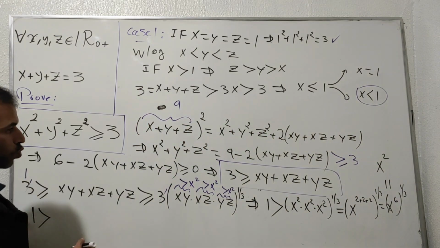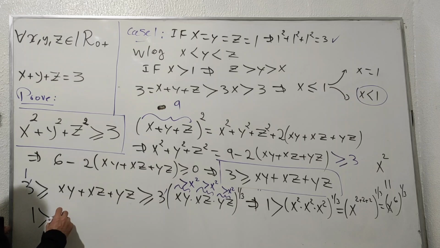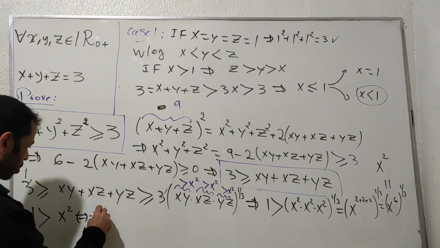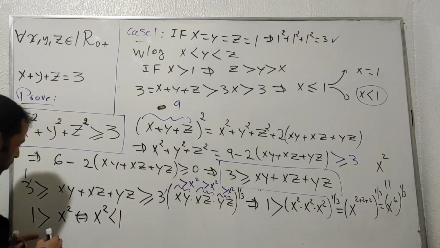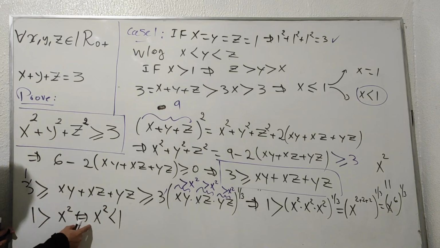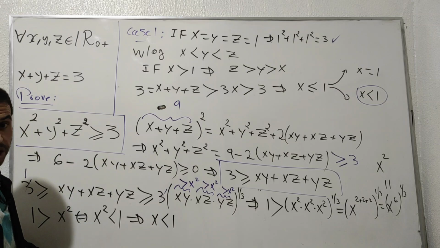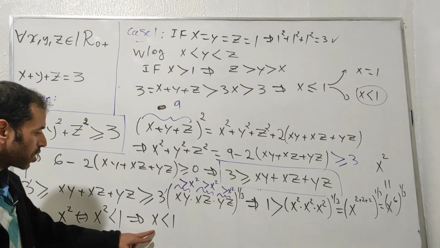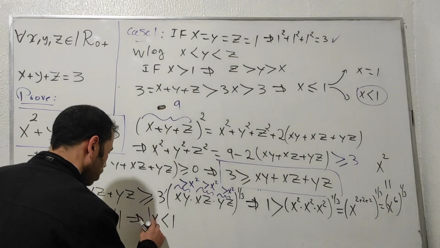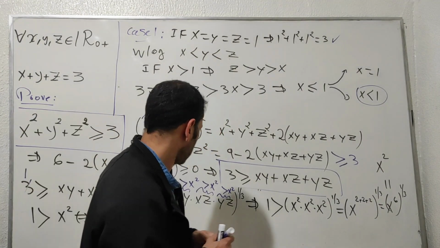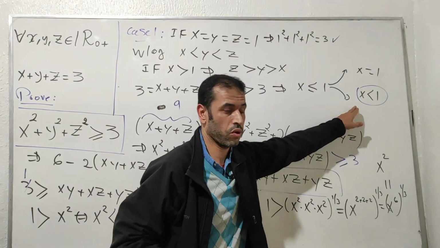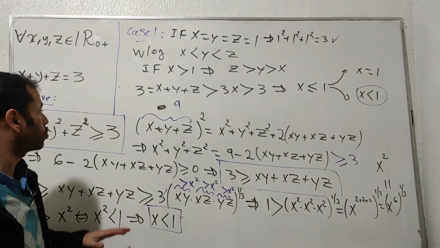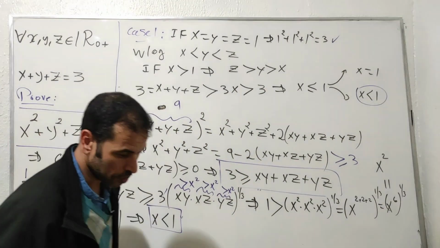We get number 1, which is strictly superior than x squared. This one is equivalent to x squared strictly superior than number 1. I flip this inequality. So x must be strictly inferior than number 1. If x squared is strictly inferior than number 1, this one is telling us x must be strictly inferior than number 1, which satisfies our condition, okay, which means it's true. So we have proven this one successfully.